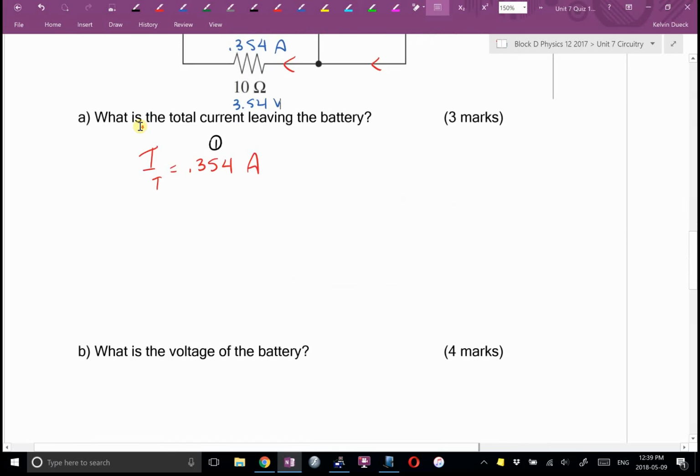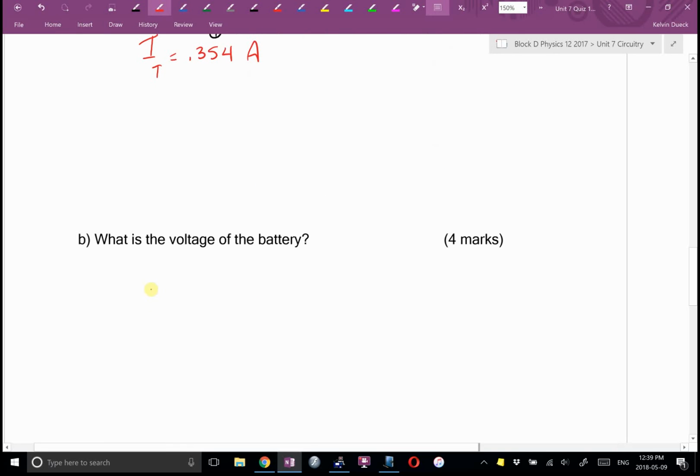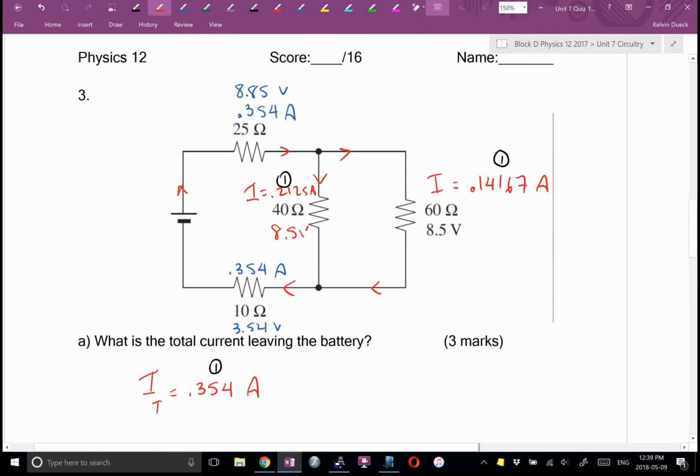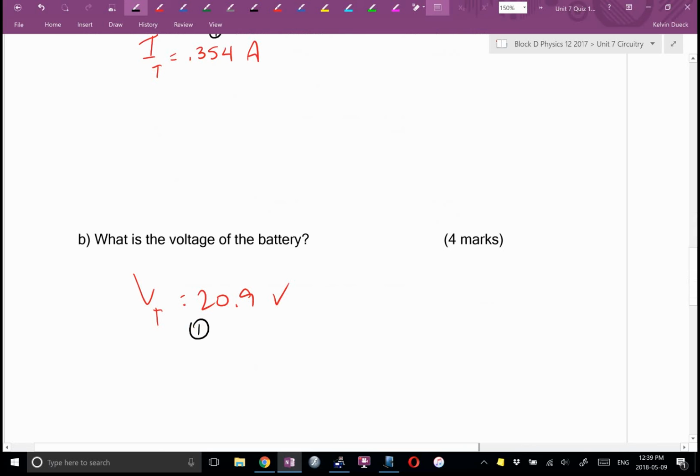Okay. If you got the correct answer, so V total is 20.9 volts, I would give you 4 marks. Otherwise, I would do something like this. If I saw that voltage there, I would give you 1 mark. If I saw that voltage there, I would give you 1 mark. If I noticed somewhere that you had put I total on the diagram, I'd give you 1 mark, and then I'd give you 1 mark for the answer. Something like that.